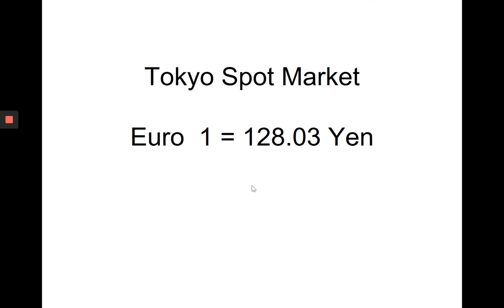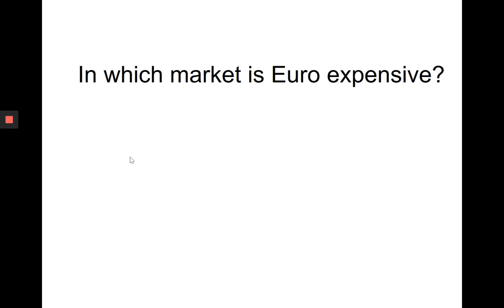Let's say we go to Tokyo market, and this would be a spot market because the rate quoted is for trading right now on the spot or cash. €1 is 128.03. Now we arrive at our main idea of arbitrage. Very soon, or in the next slide, I would precisely define arbitrage.